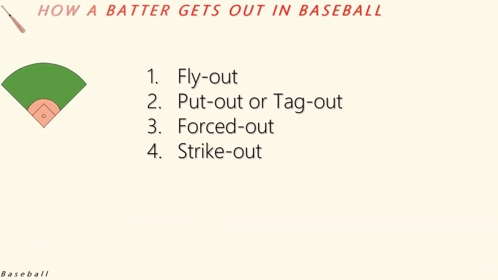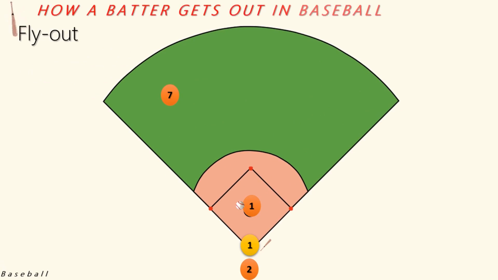In baseball, a batter can get out in 4 ways: fly out, put out or tag out, forced out, or strike out. When the batter hits the ball in the air and the ball is caught by a fielder without the ball bouncing on the ground, it is called a fly out.